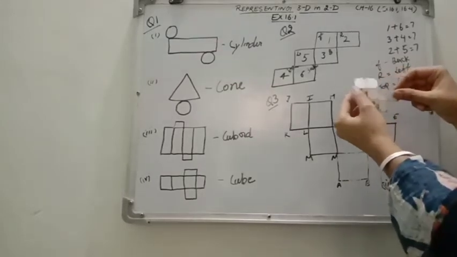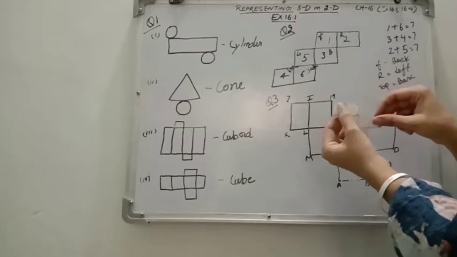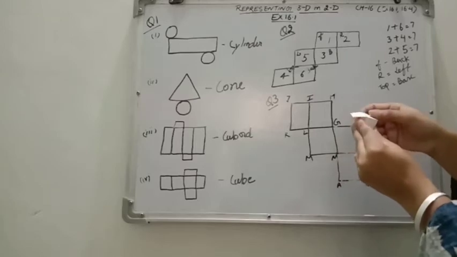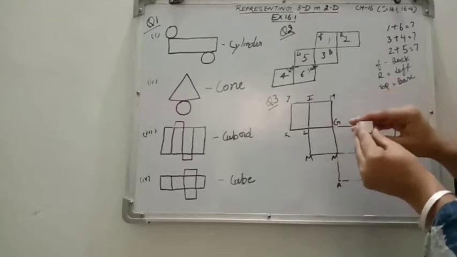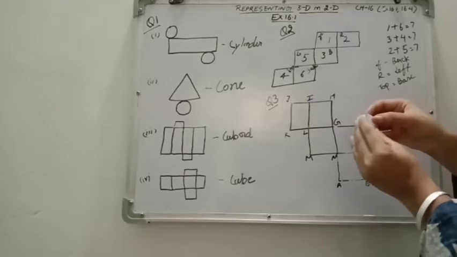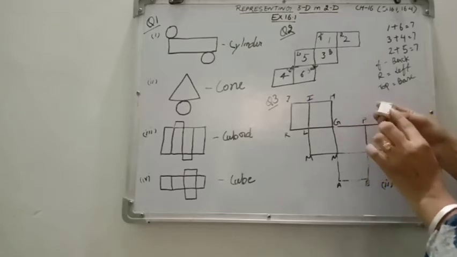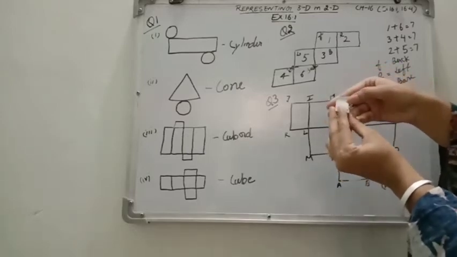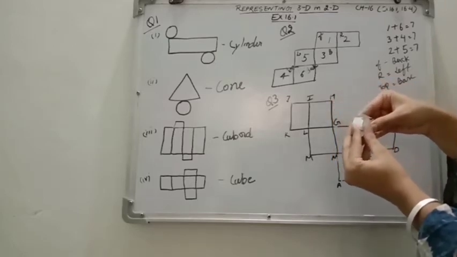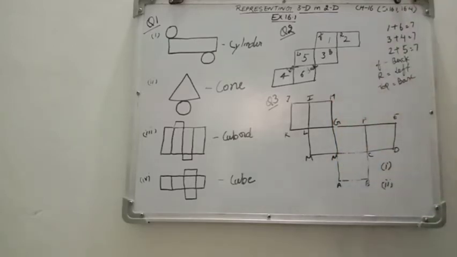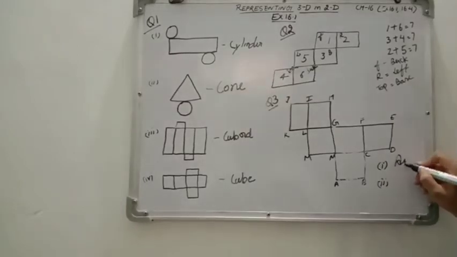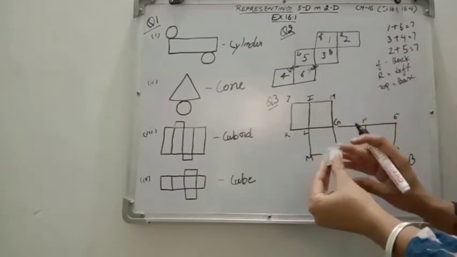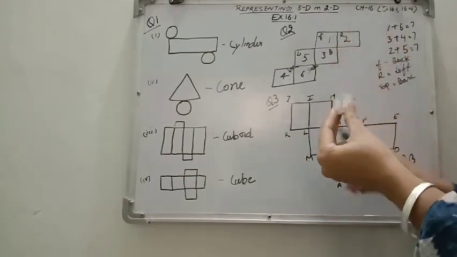Now see, this is JK. Clear? JK. Now if I make it into a cube like that, you can see JK meets with AB. You can see here, JK meets with AB. So our first answer is AB. Clear? Okay.